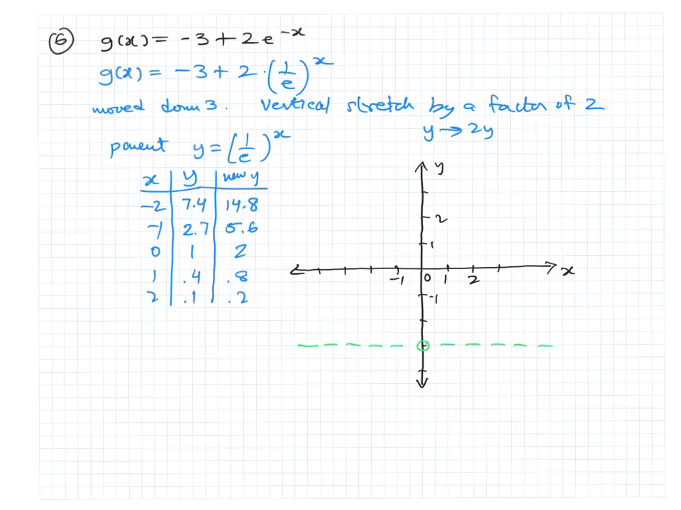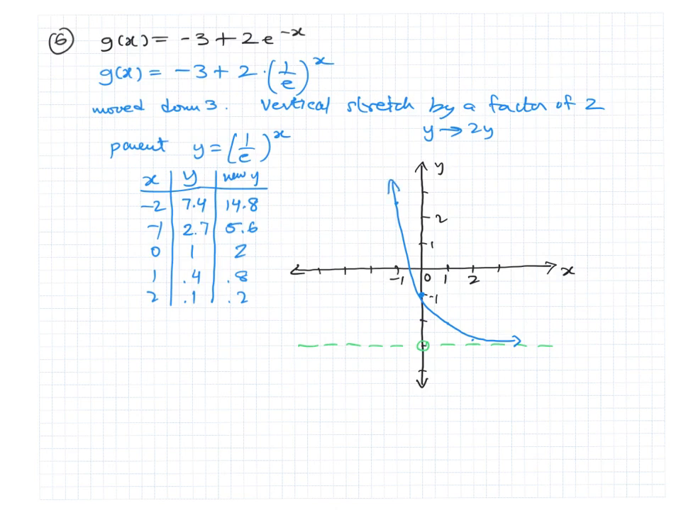So now I can't fit the -2, 14.8 on there, but I can fit the -1, 5.6 on there. It's about there. And then the 0, 2 is about there. And then the 1, 0.8 is about there. And the 2, 0.2 is about there. And you can see this exponential decay, like we had said. It's going to look something like that.